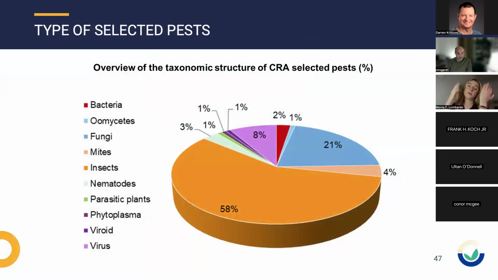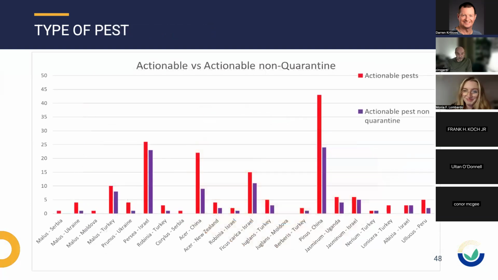In this slide, you can see that among the taxa that have been selected and assessed during the CRA, insects clearly are the largest fraction, accounting for 58% of the total, followed by fungi, which represent the second largest group with 21%, and followed by viruses with 8%. Next slide, please.